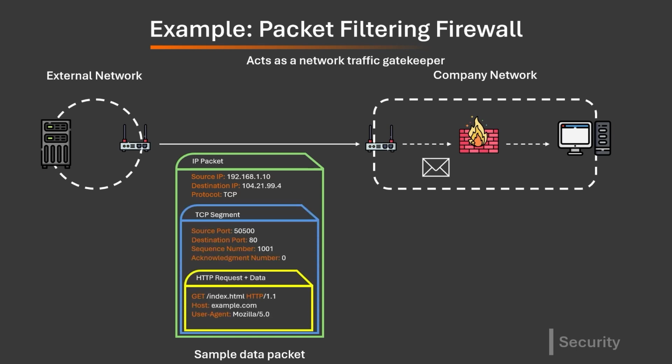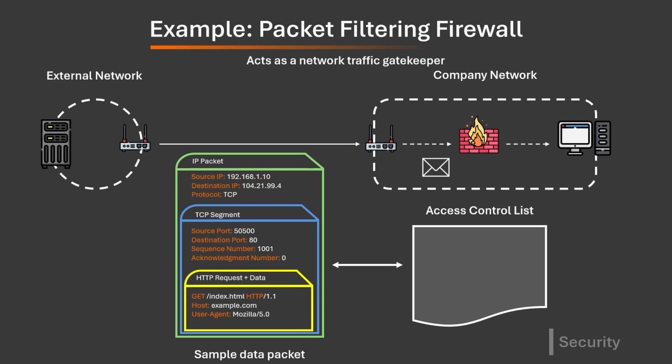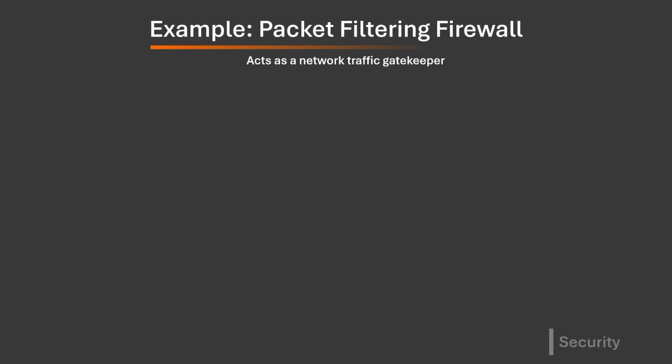The firewall checks each packet against a set of rules called an access control list, or ACL. If a packet meets an allow rule, it lets it through. If it meets a deny rule or doesn't match any rule, it's blocked. Let's look at an example.